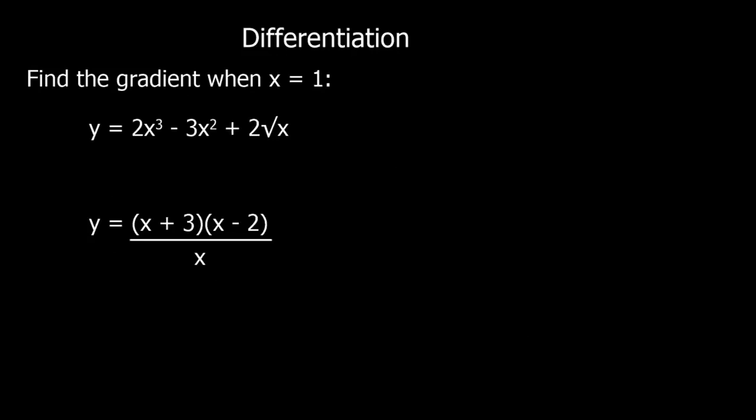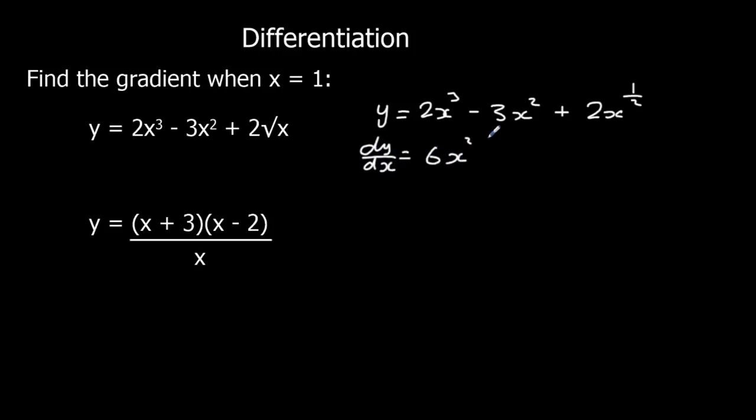Okay, so 2 more questions here. Finding the gradient when x equals 1. So we need to rearrange these first before we can differentiate them, so we'll do that. So 2x cubed is already in the right format, 3x squared is fine, and we just need to change 2 root x to 2x half. Now we can differentiate it, so dy dx, following the same process, timesing by the power, taking 1 off the power. Timesing by the power, taking 1 off the power.